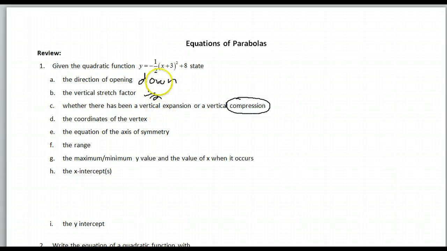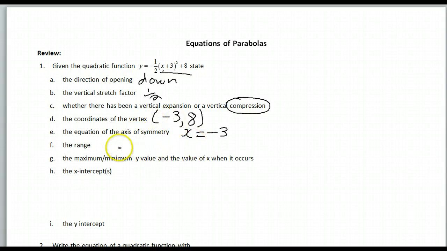The coordinates of the vertex: we're looking at x plus 3, which says go left 3, so -3, and plus 8 is up 8. The equation of the axis of symmetry, x equals -3, goes through the x coordinate of the vertex.